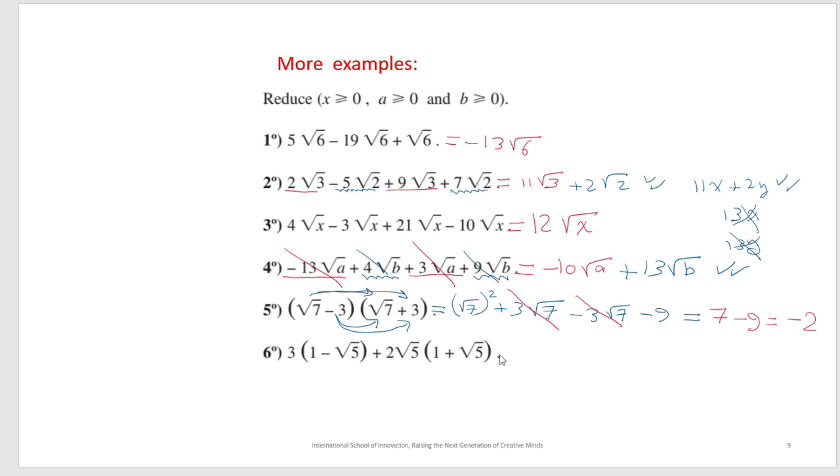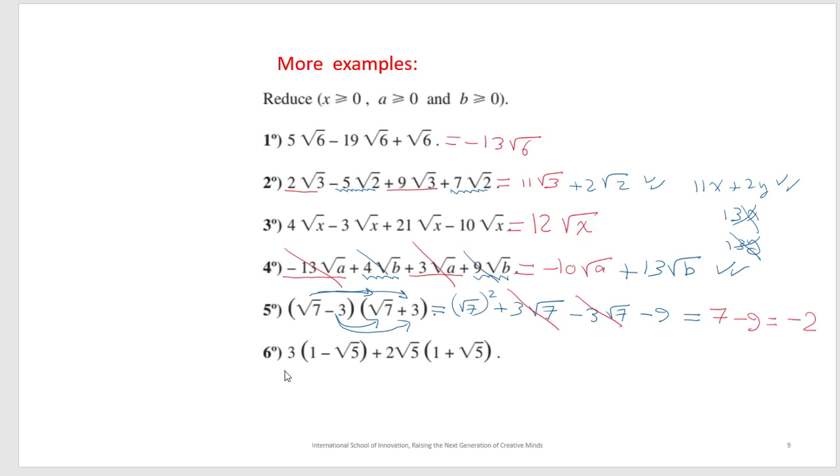Look at this one. 3 into 1 minus radical 5 plus 2 radical 5 into 1 plus radical 5. It feels complicated, but when we solve it, you will see that it's not too complicated. It's just more advanced, but it's not very hard. So let's start. So here I'll do first 3 times 1.